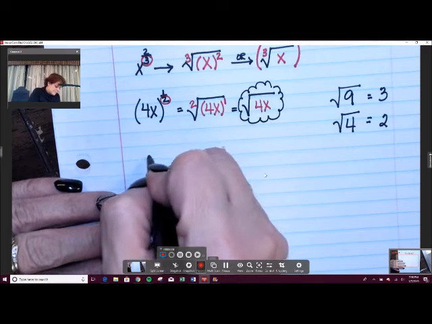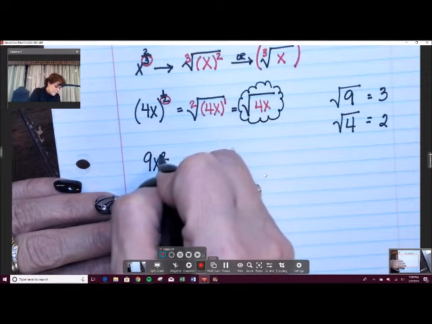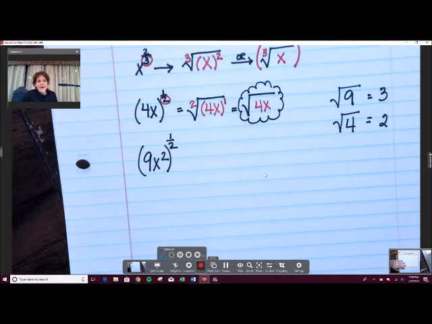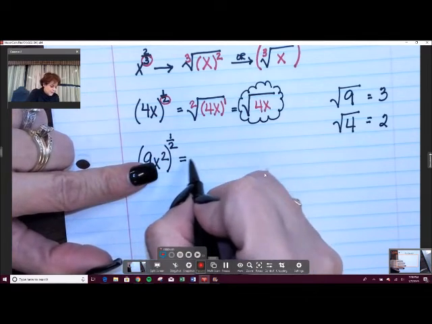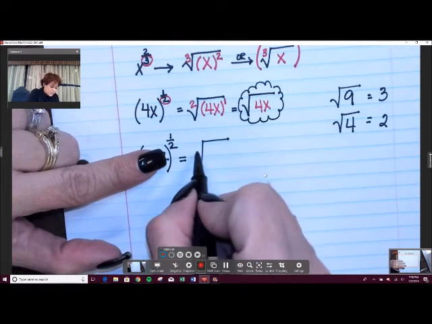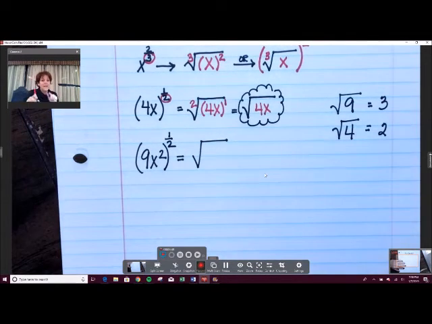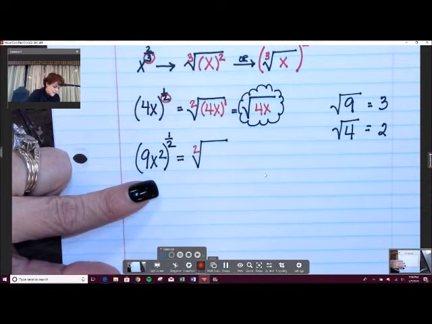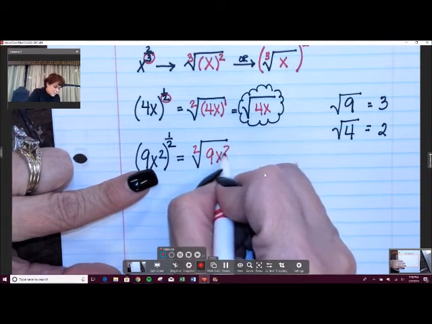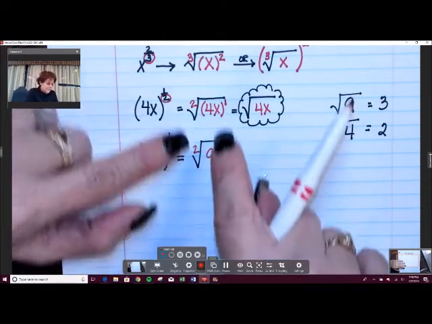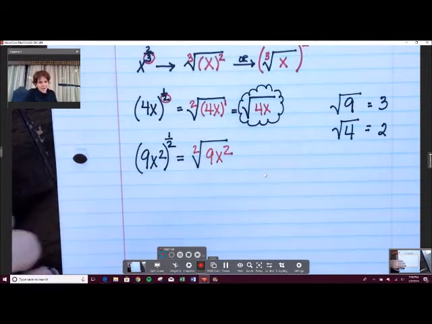So let's take another one. Let's take 9x squared and raise it to the 1/2 power. Right off the bat, your brain should be thinking, if I have the 1/2, that's just the square root. It's just a radical. The root is 2, but I don't have to write 2 because it's understood. Can I? Absolutely. I can put the root right there. This is 9x squared. It's to the first power, so I'm going to leave that off. I could put parentheses and put a 1, but I'm not going to do that.